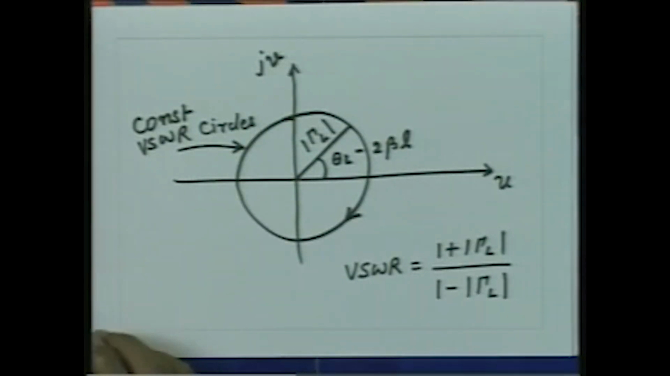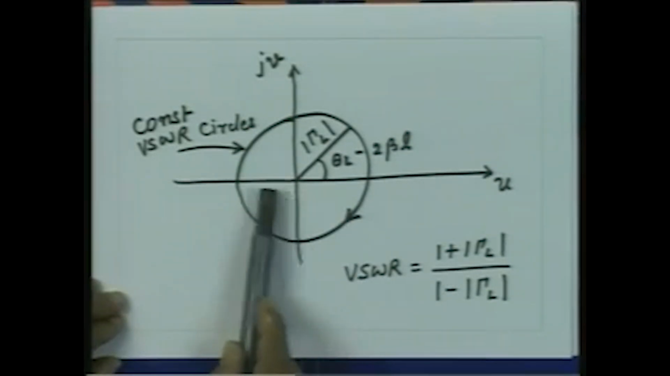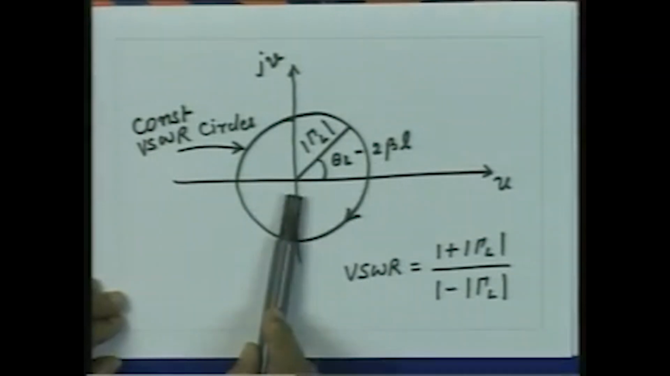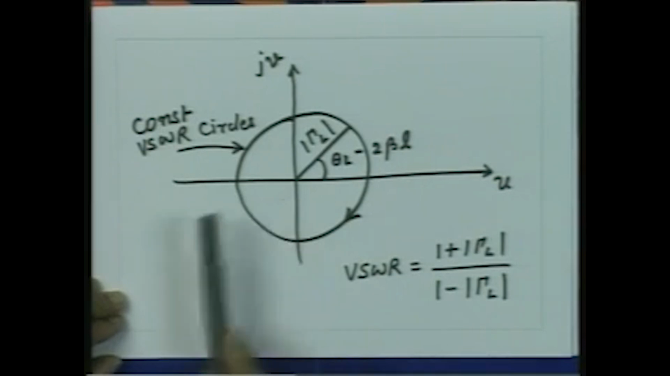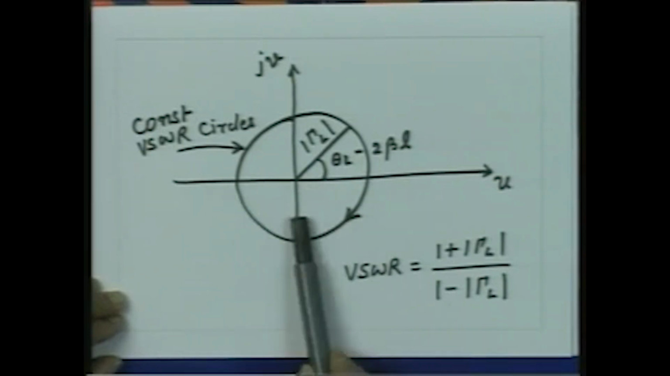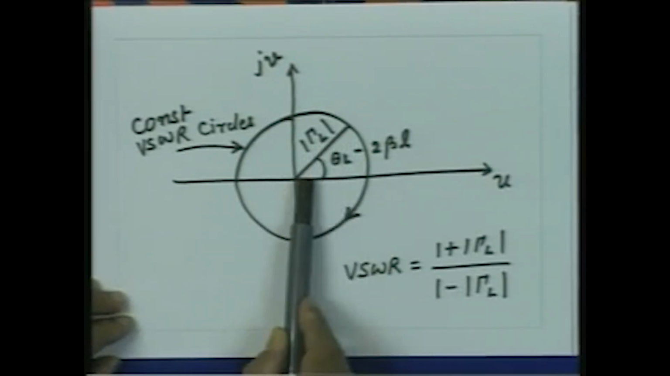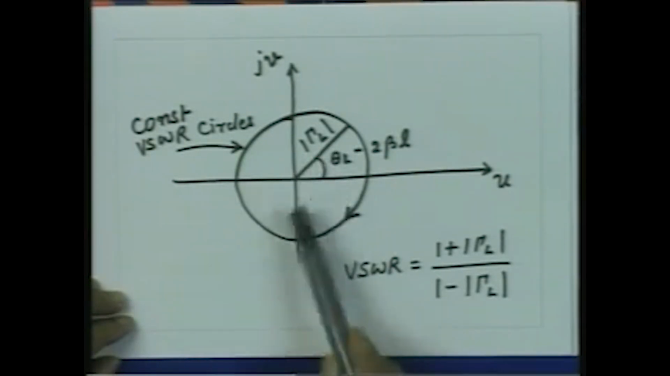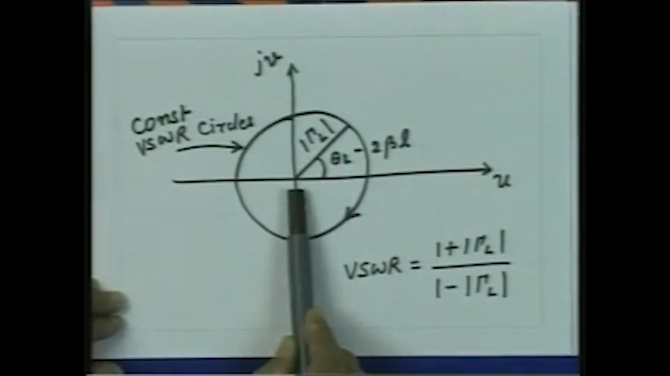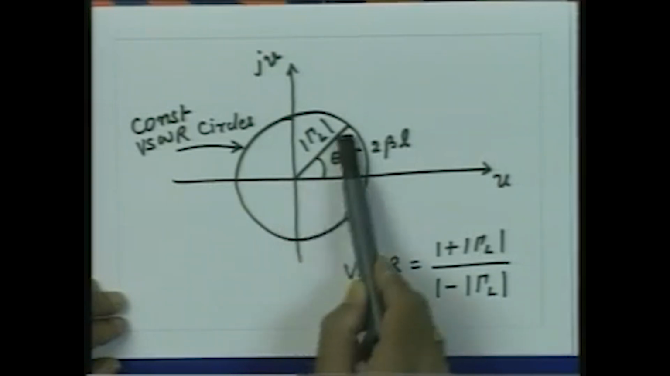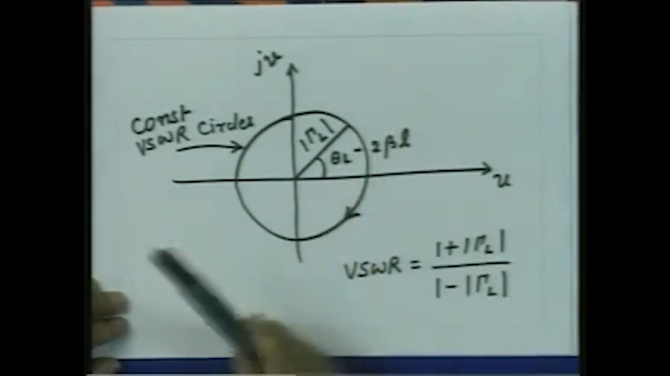As we can see, there are special properties of the constant VSWR circles. Firstly, the center of all constant VSWR circles is the same as the origin of the complex gamma plane. Secondly, for all passive loads, the magnitude of the reflection coefficient is always less than or equal to 1. So, these circles are concentric circles with the origin as the center, and the maximum radius for this circle is 1.